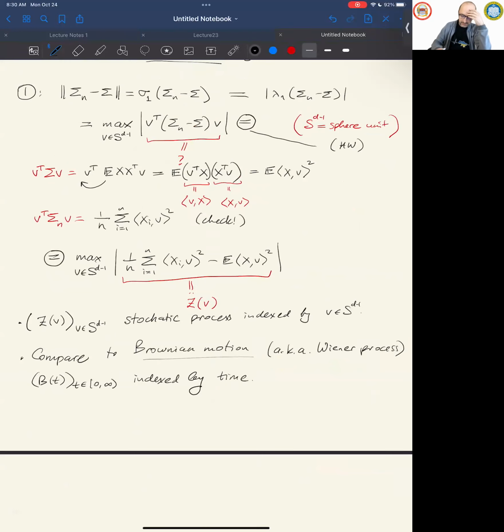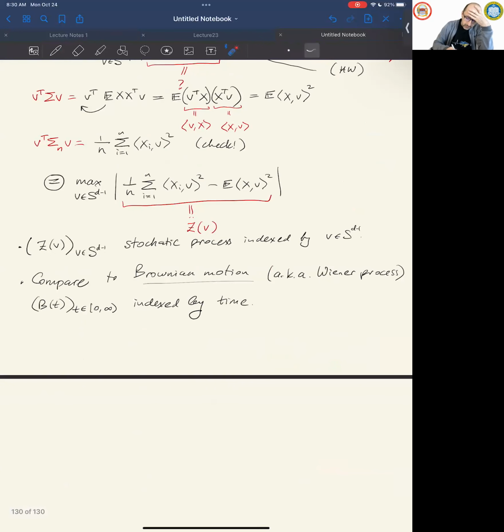But now we have something else. We have this random process Z of v, and we take its maximum. Let's just do this metaphor. Let's think about what the maximum of the Brownian motion would look like, taking the maximum, up to time capital T. Let's test our intuition. What do you guys think?